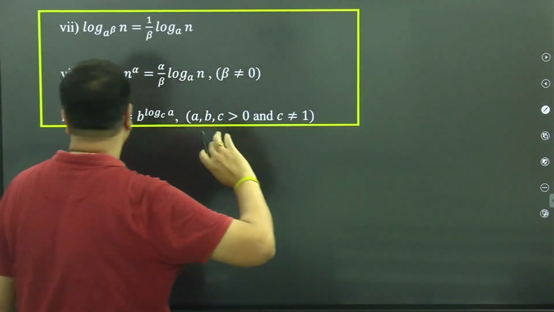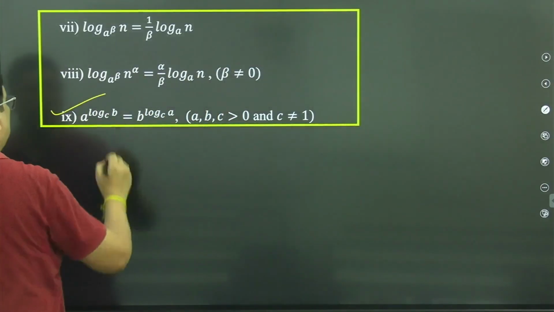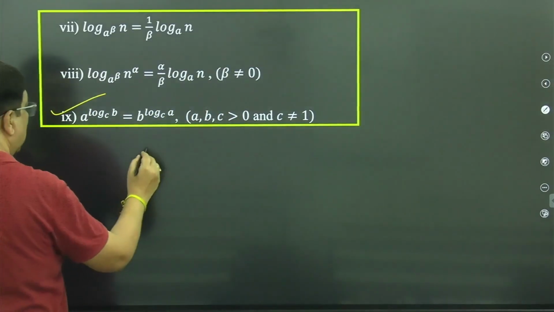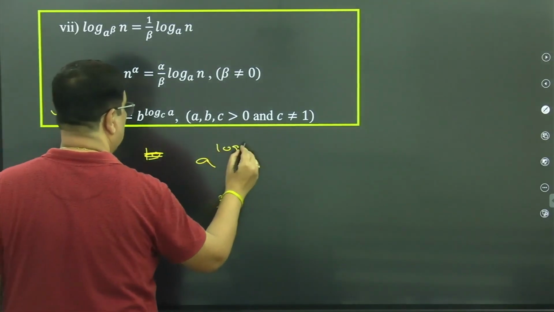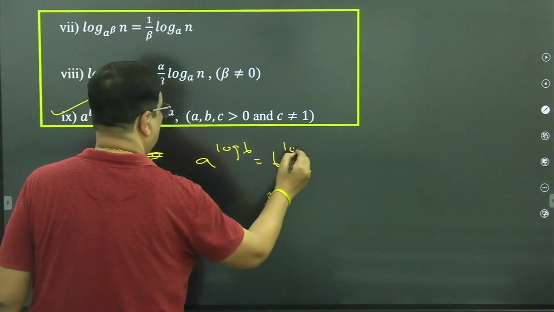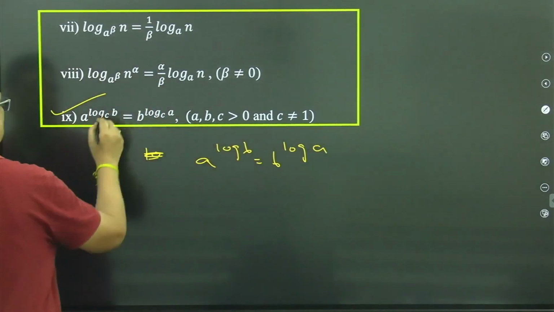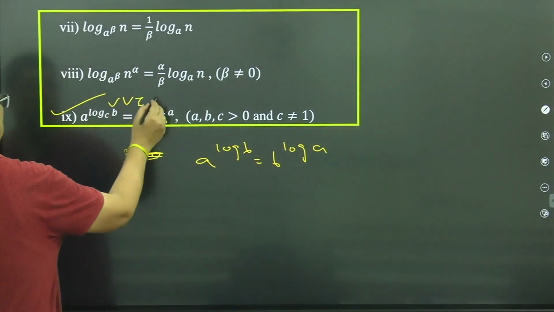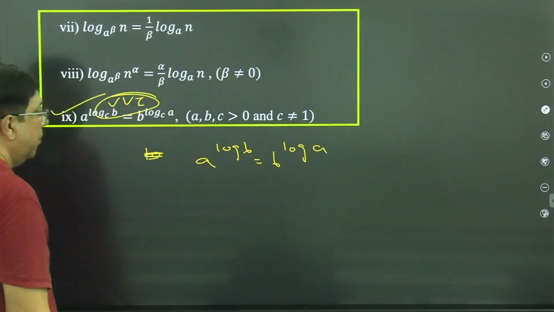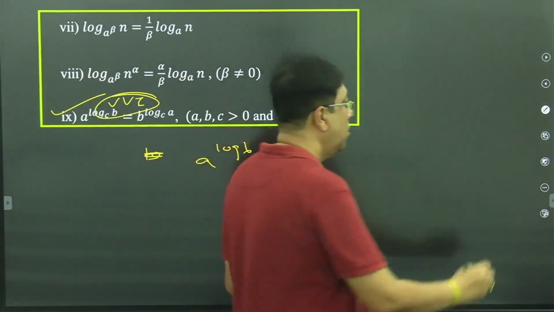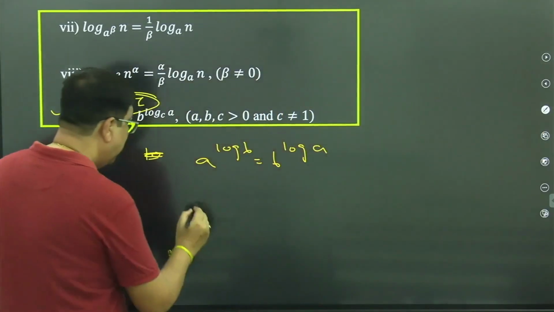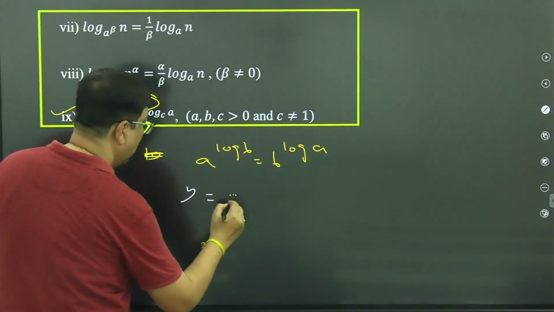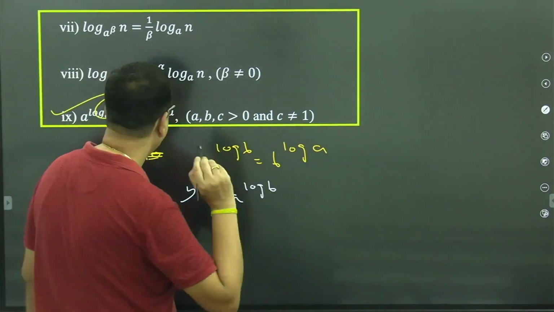Now these properties are very important. Out of these, let's discuss this property: a to the power log b equals b to the power log a. It is another very important property. What to do here? How to prove this? Let's see. Let y equal a to the power log b.